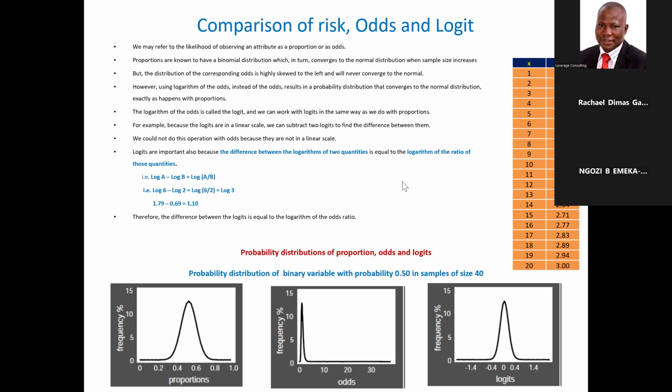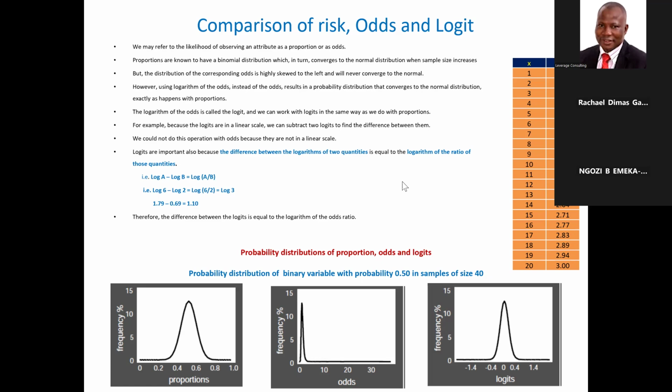However, using the logarithm of the odds instead of the odds results in a probability distribution that converges to the normal distribution, exactly as happens with the proportion. So if you take the proportion and transform it so that there will be this element of linearity, it will be skewed. Odds are skewed. But if you now take the logarithm, it will make it look normal. The logarithm of the odds.